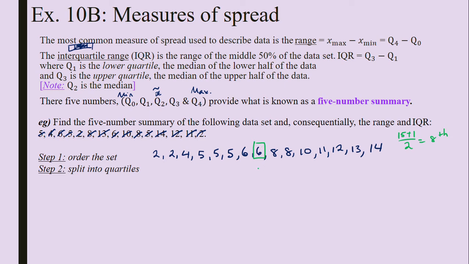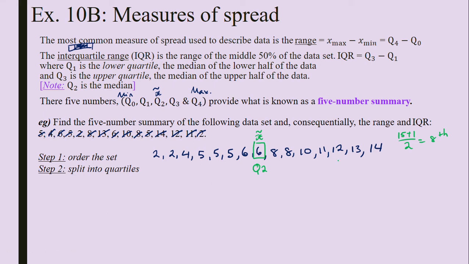The number 6 is our Q2, okay, which is going to be referred to as only the median, x-bar, in future, okay? So we will basically only use Q0, Q2, and Q4 this year. So don't get into too much of a habit of that, okay? So we have our median.